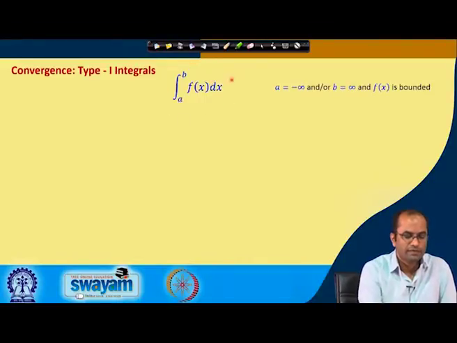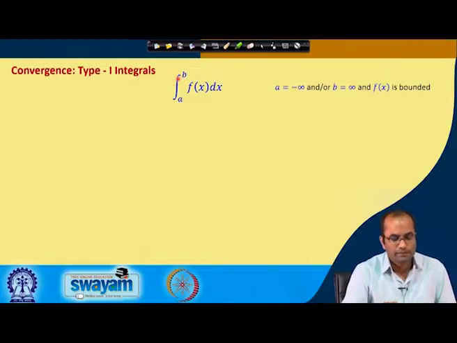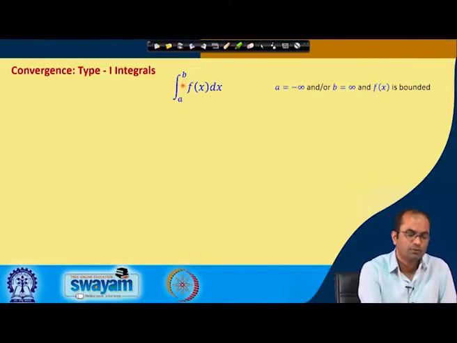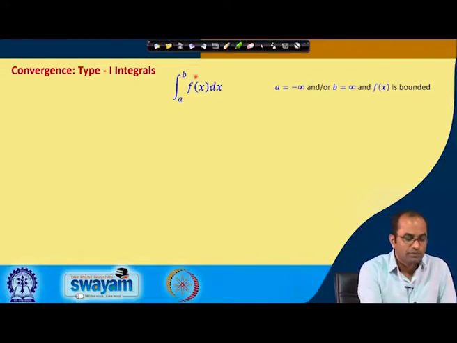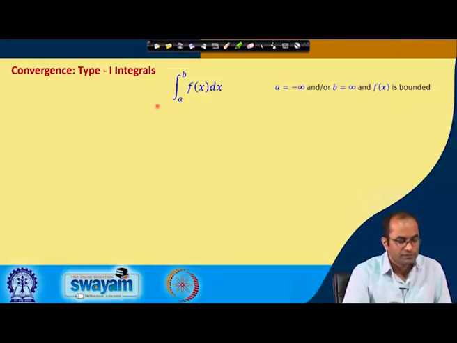Again, to recall, we have a type 1 integral when our f(x) is bounded for any value in the range a to b, and one of a and b is infinity, or both are, like minus infinity to plus infinity; that is also a type 1 integral. So, we will be talking about the convergence of such integrals where infinity appears in the limit.